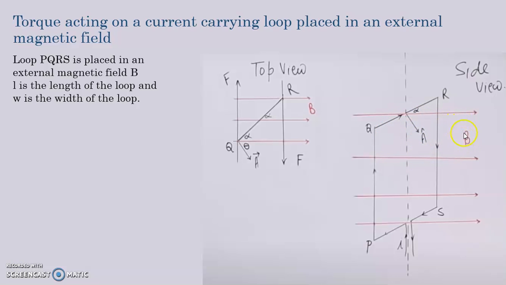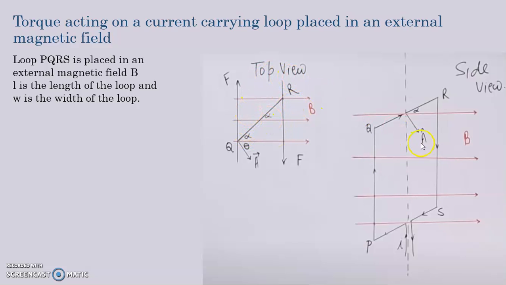Consider magnetic field B bar created by any source. We have placed a loop PQRS, also called as coil, in this external magnetic field. This coil may have one turn or many number of turns. This coil at QR and PS is making an angle of alpha with the external magnetic field, and at PQ and RS it is making an angle of 90 with the external magnetic field. That is, it is perpendicular to the external magnetic field.